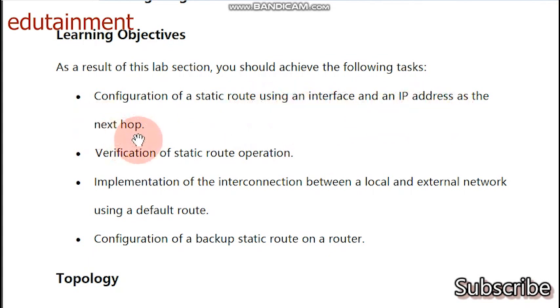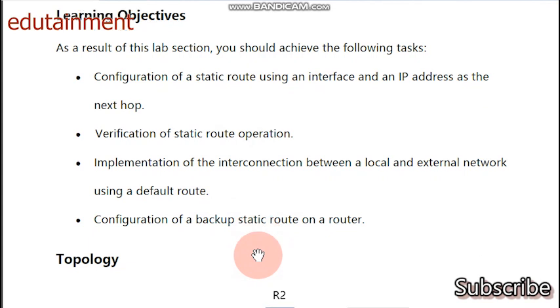configuration of a static route using an interface and an IP address as the next hop, verification of static route operation, implementation of interconnection between a local and external network using a default route, and configuration of a backup static route on a router. This is used when our main interface fails, which we will do in the last point. If the static route fails, then we have a backup static route on which the data can be sent.